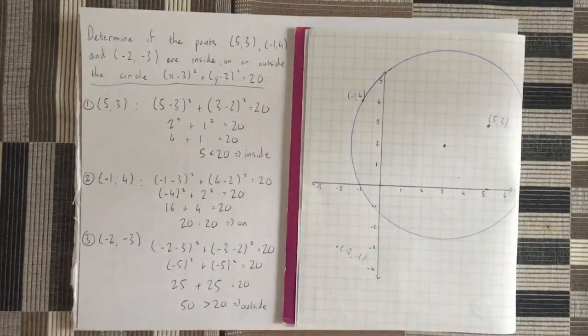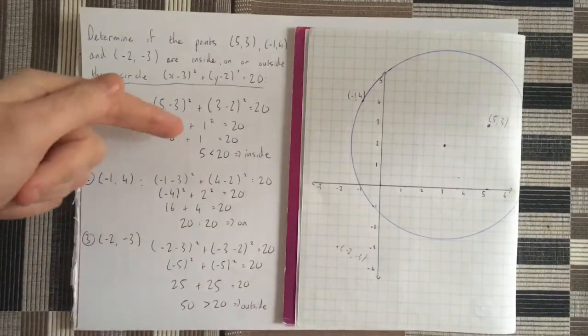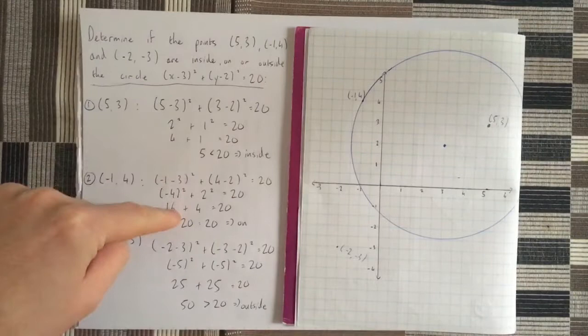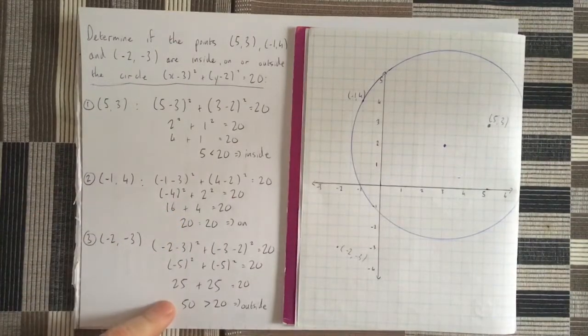So sub in for x and y. If the left-hand side is less than the right-hand side, you're inside. If it's equal, you're on. If it's greater than, you're outside.